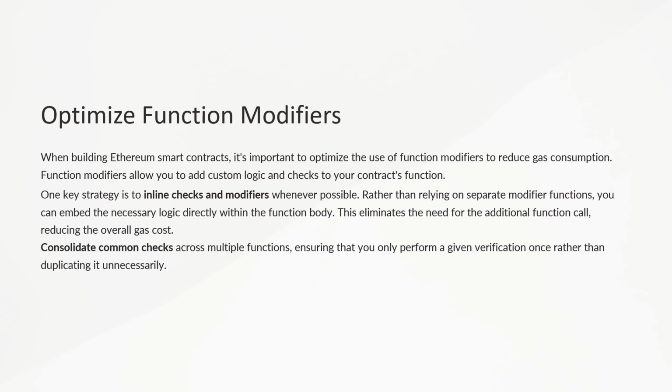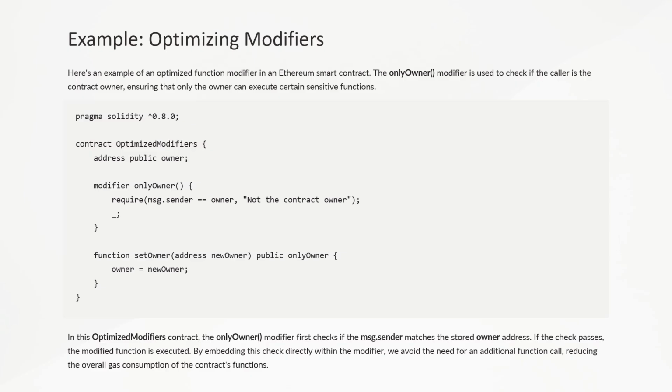Optimal use of function modifiers involves embedding necessary logic directly within the function body whenever feasible, instead of relying on separate modifier functions. Inlining checks and modifiers eliminates the additional function call overhead, effectively reducing gas cost by streamlining the contract's execution. Another key strategy is to consolidate common checks across multiple functions. Instead of duplicating the same verification logic in different functions, performing the check once and using a modifier to apply it across multiple functions can help in avoiding unnecessary redundancy and optimizing gas usage. Let us now look into an example of optimizing modifiers.